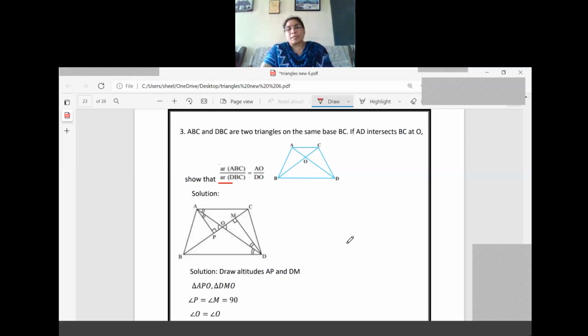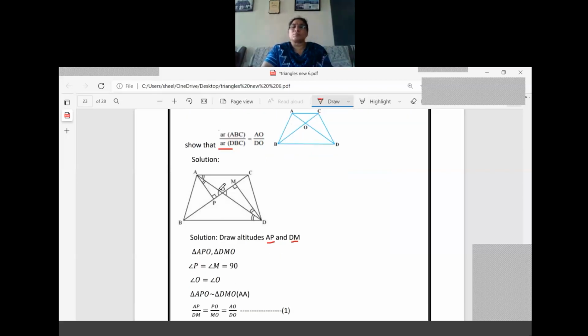Otherwise, one more method is that we can use the area formula also. Let us see how this question goes. The construction is already done here. Draw AP and DM, that means perpendiculars to the common base BC, right? So the perpendiculars are drawn here. Now let us take the small triangles we get after the construction, triangle APO and triangle DMO.